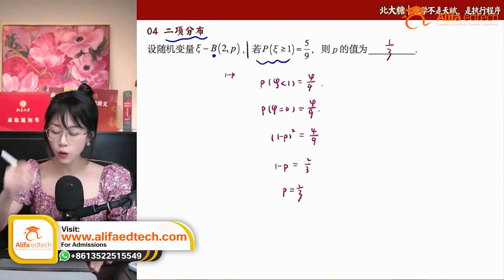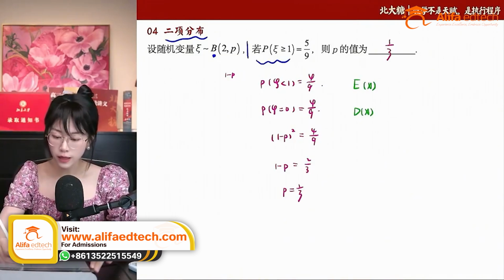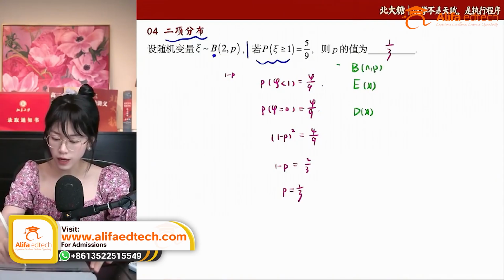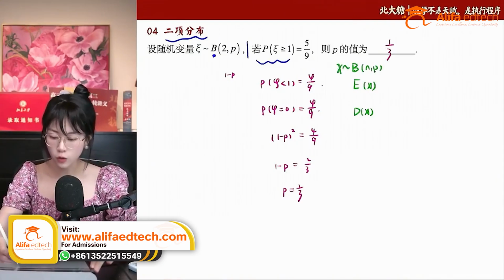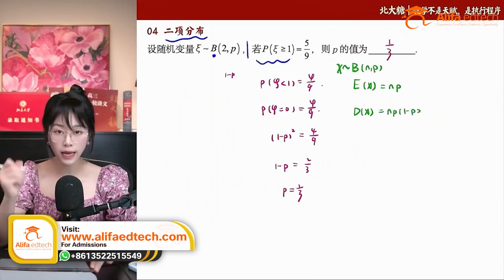This question is actually quite simple because if I were the one making the question, I might ask about EX or DX. Everyone, make sure to remember this. For a binomial distribution, it looks like this. As you know, when we want to calculate the expected value, it's equal to np. And when we calculate the variance, it's np times 1 minus p. These are formulas that cannot be changed.